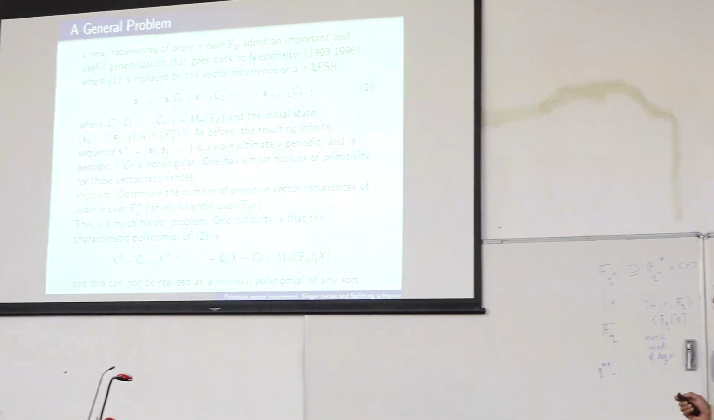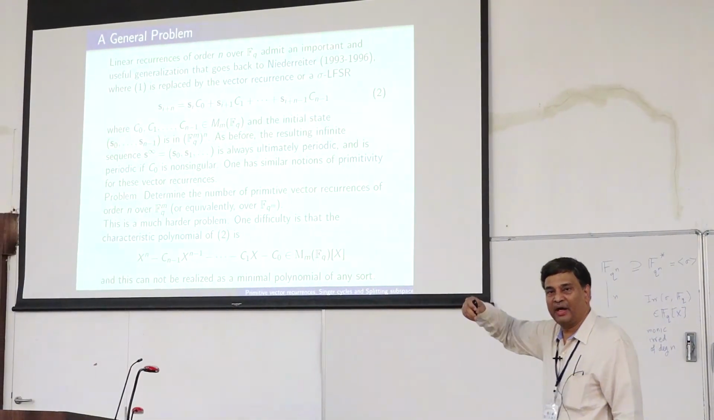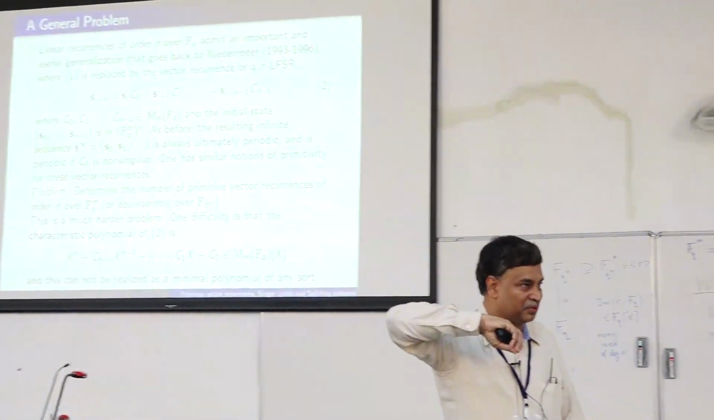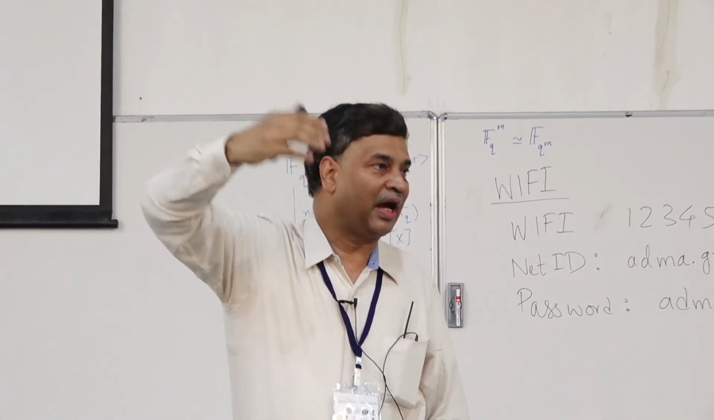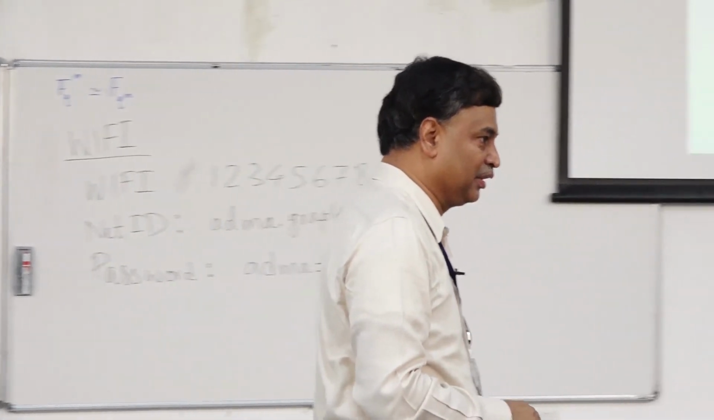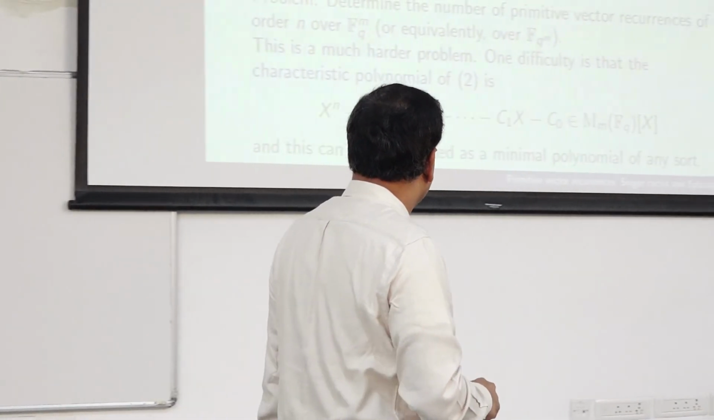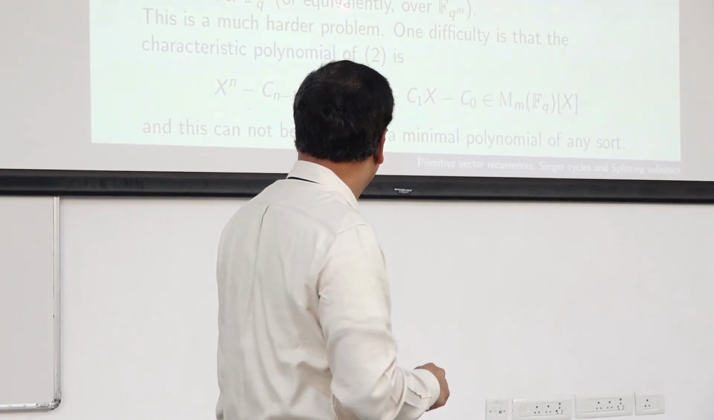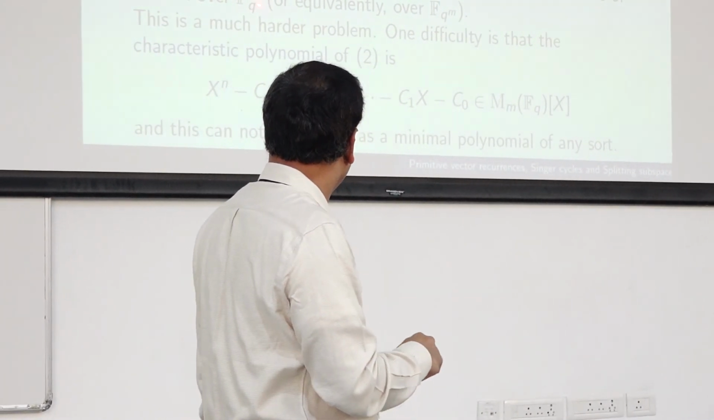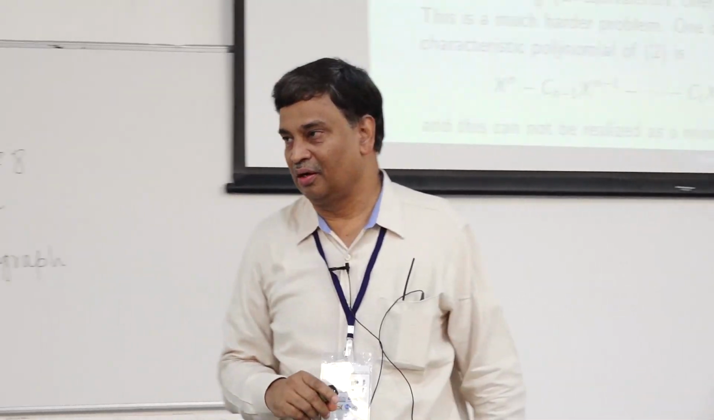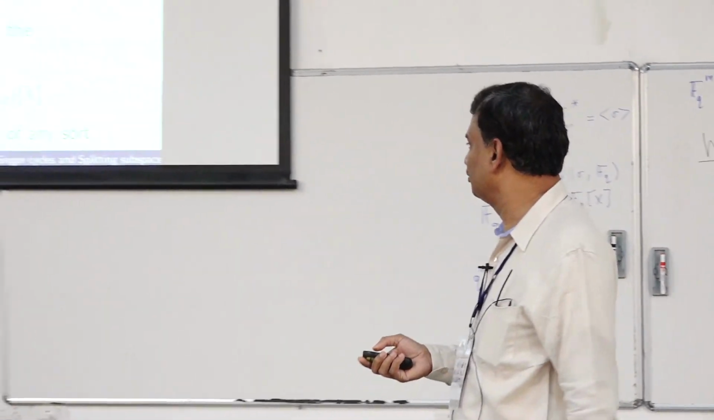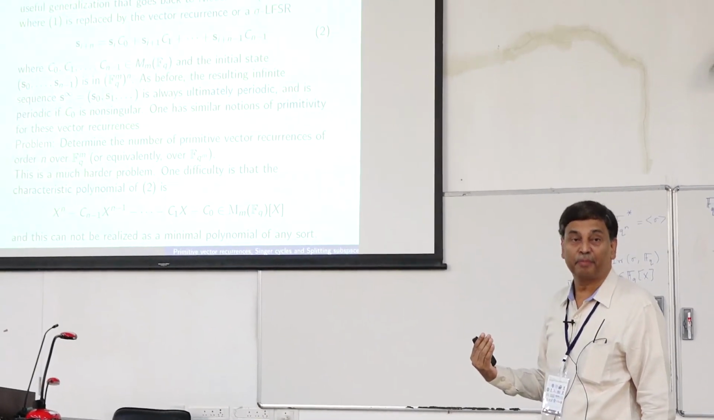Okay. And earlier, remember we had that the sequence is periodic if C naught is not equal to 0. Here C naught is a matrix, and the analog is that the sequence is periodic if C naught is a non-singular matrix, determinant non-zero. Okay. Now, here is a nice problem: determine the number of primitive vector recurrences of order n over the vector space Fq to the power m, or equivalently over this field. It turns out that this is a much harder problem.